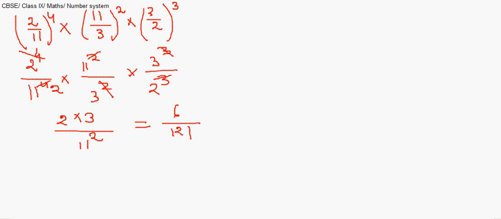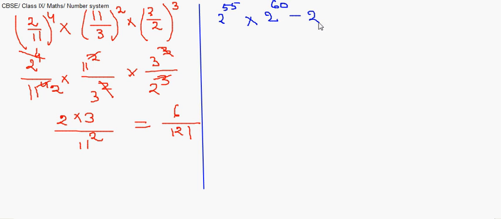We can take up here another question. 2 to the power of 55 multiplied by 2 to the power of 60, minus 2 to the power of 97 into 2 to the power of 18. In this case, the first part becomes 2 to the power 55 plus 60, that makes it 115, minus 2 to the power, again 97 and 18 would be 115. So it is 2 to the power 115 minus 2 to the power 115, that makes it 0, whatever be the value.